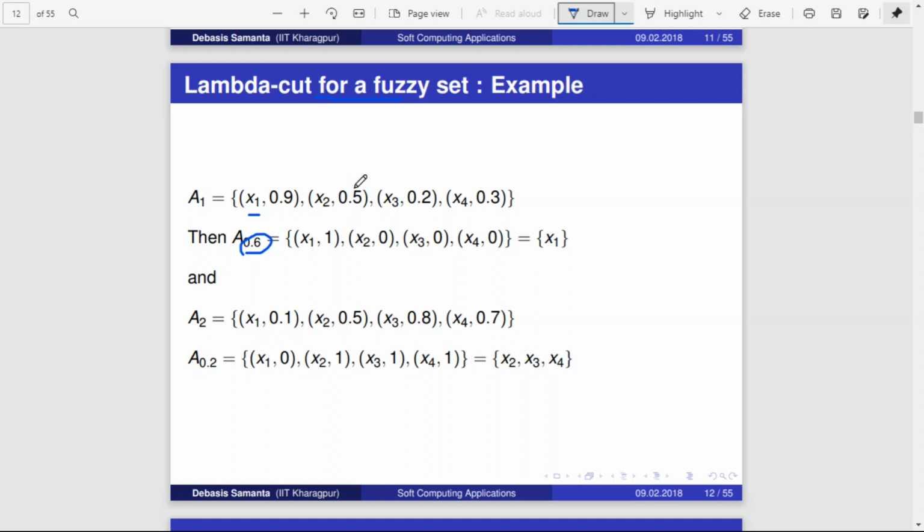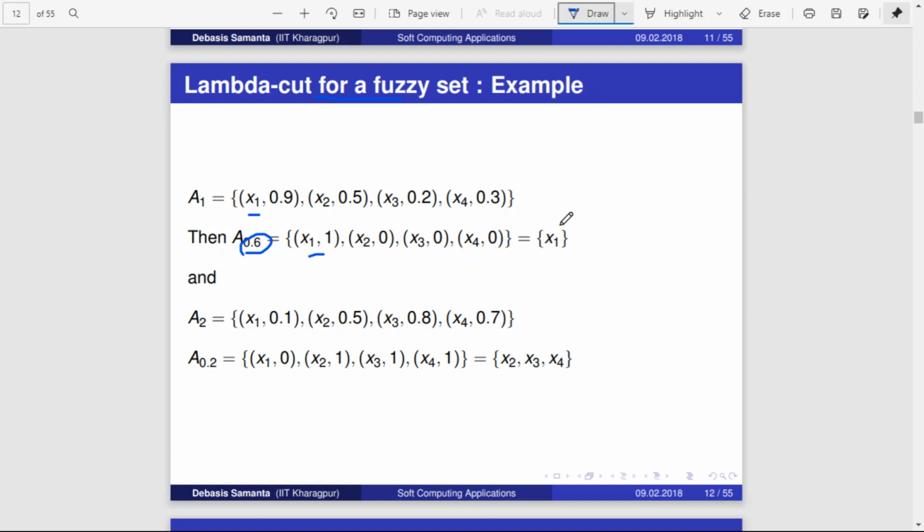x2's membership value is greater than or equal to 0.6? No, so we don't consider it, 0. x3's membership value is greater than or equal to 0.6? No, so 0. x4's membership value is greater than or equal to 0.6? No, 0. So x1 1, x2 0, x3 0, x4 0. Now all these 0 things you can ignore. If you ignore all the 0 things, then we have only one, that is x1. So the resultant A 0.6 is x1.